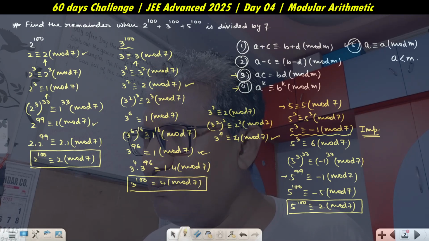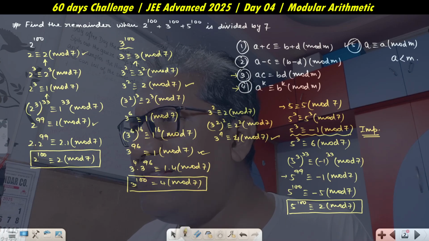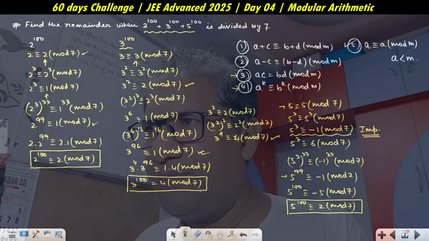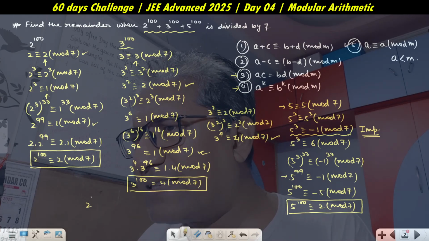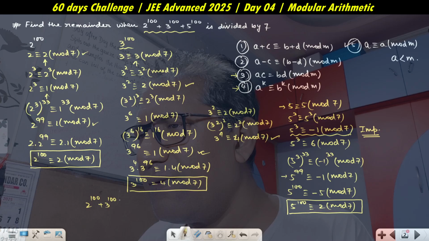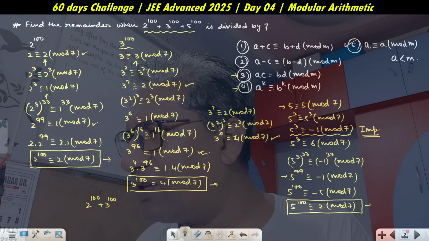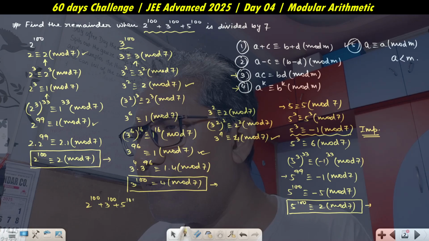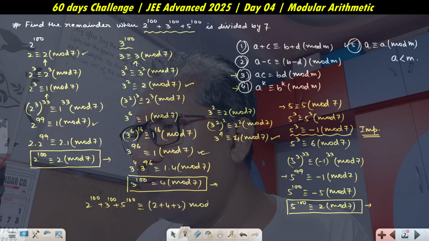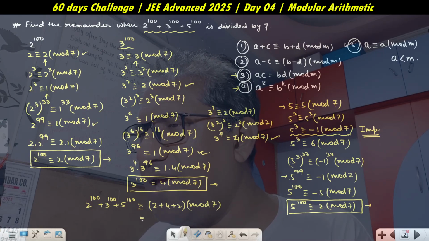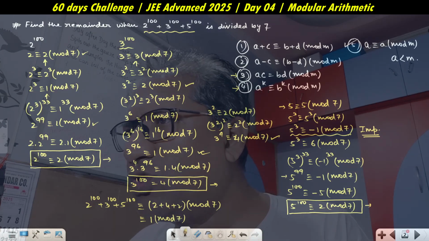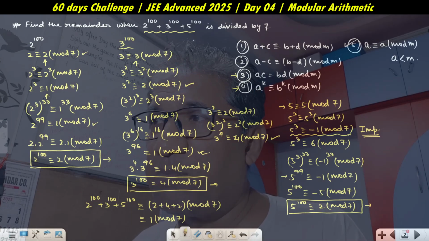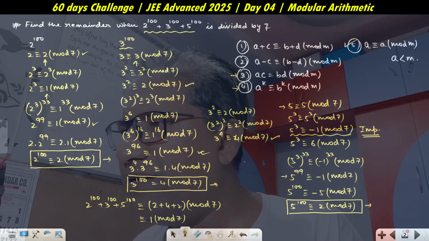Okay? So now we have to find out what is the remainder when this thing is divided by 7. So simply I will add the corresponding sides for this equation, for this one and for this one. So we are actually having 2 plus 4 plus 2 modulo 7, right? So we are actually having what? 8 modulo 7. So 8 cannot be the remainder. Therefore, the remainder is 1 modulo 7. Therefore, when 2 to the power 100 plus 3 to the power 100 plus 5 to the power 100 is divided by 7, the remainder is 1.